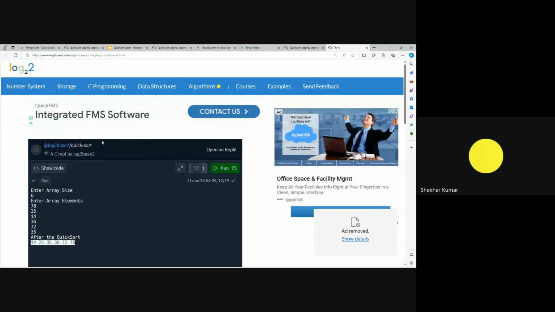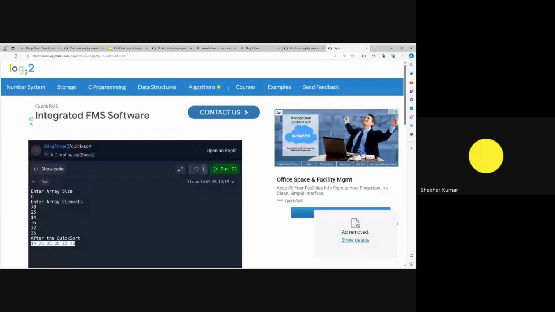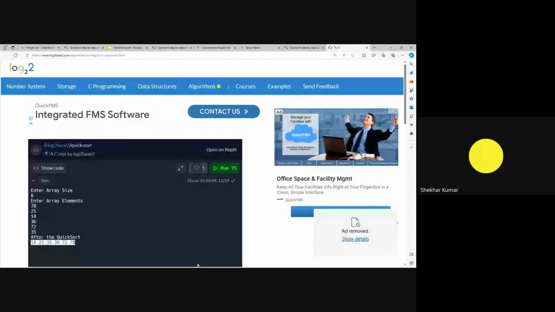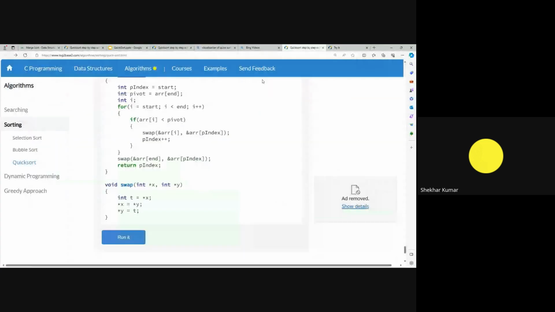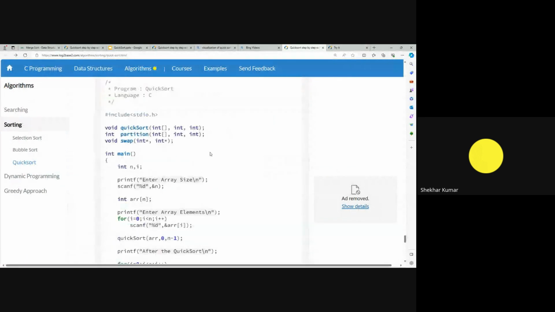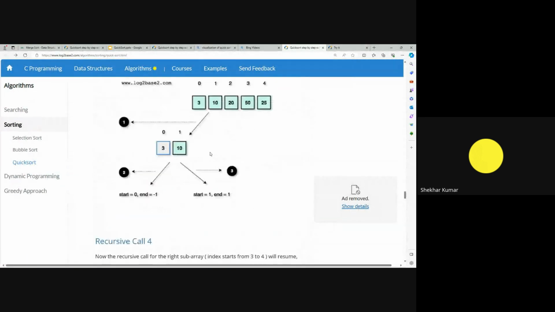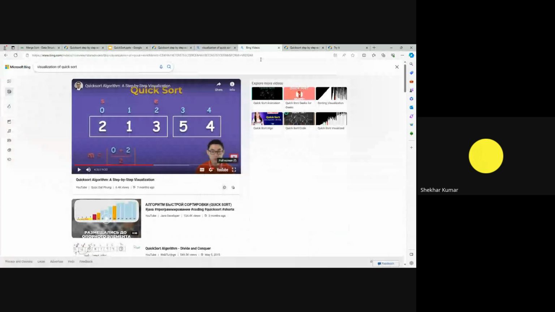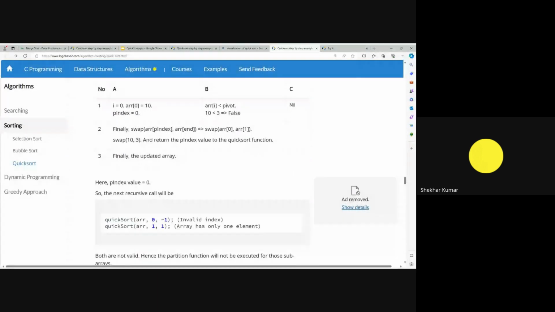So quicksort is a divide and conquer approach algorithm. It is best for a small size of array. It will perform best if the size is small.